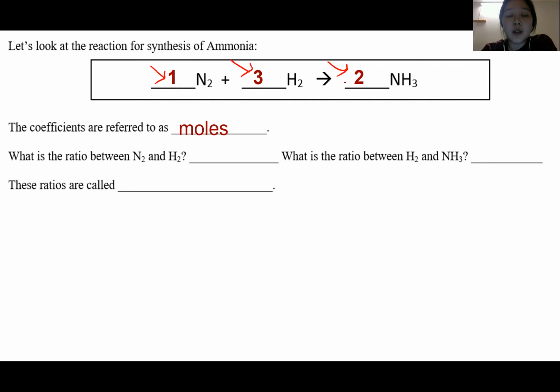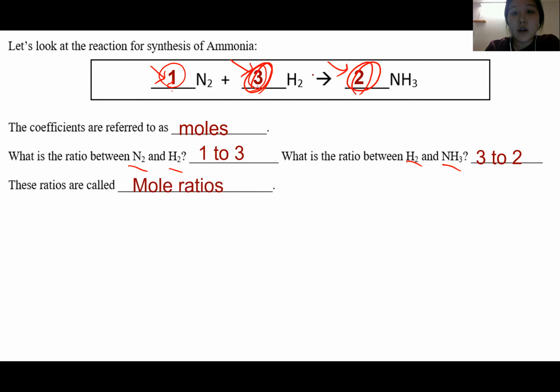What is the ratio between nitrogen and hydrogen? N2 and H2 is 1 to 3. The ratio between H2 and NH3 is 3 to 2, because there's a 3 in front of H2 and a 2 in front of NH3. These ratios are called mole ratios because we're calling these numbers moles now. We're going to use mole ratios to do calculations for chemical reactions for this topic.